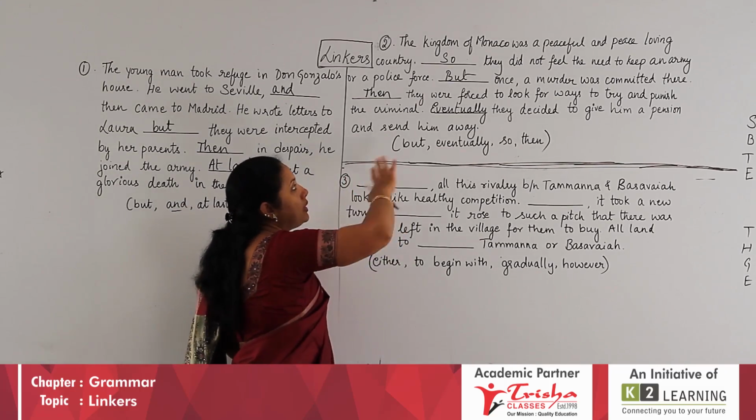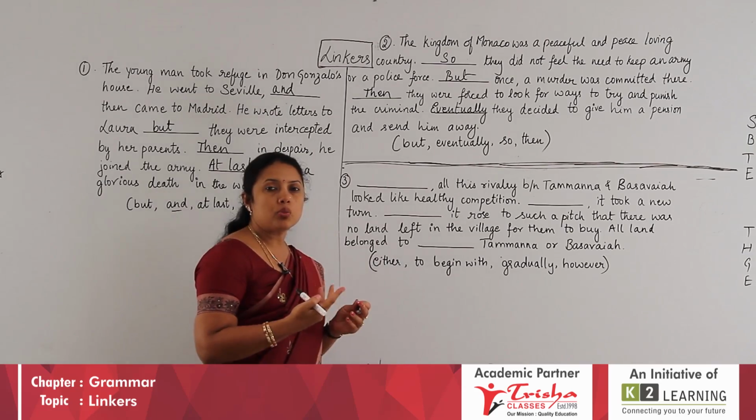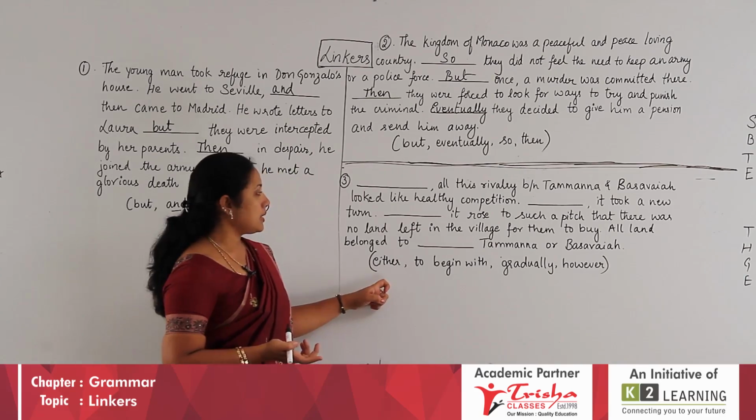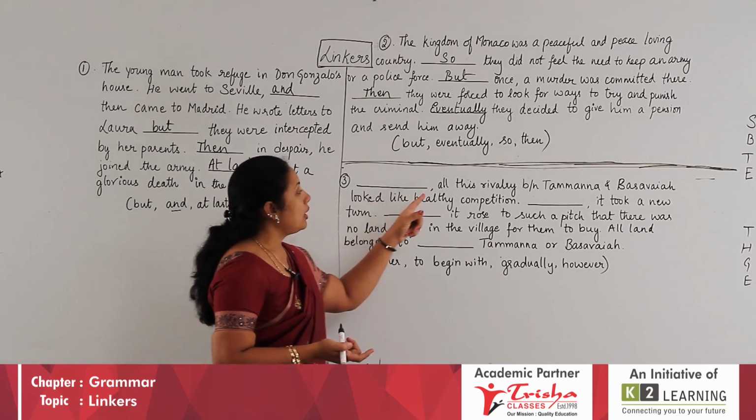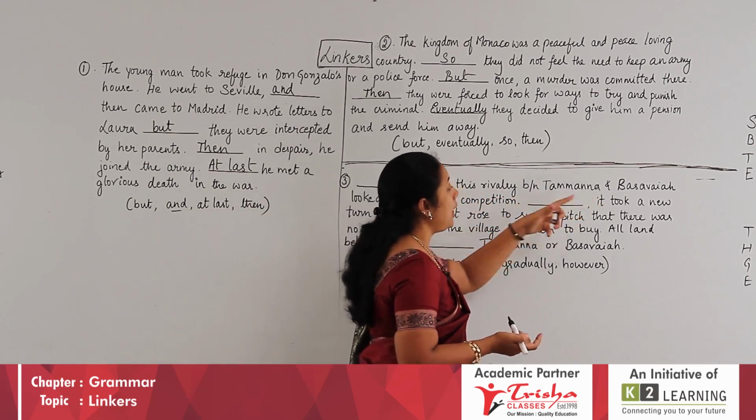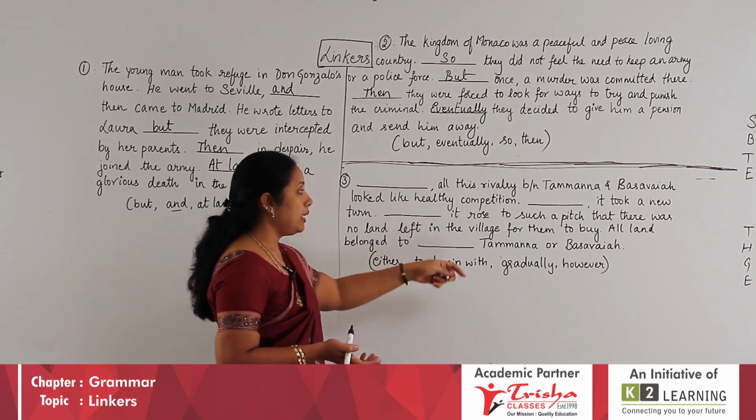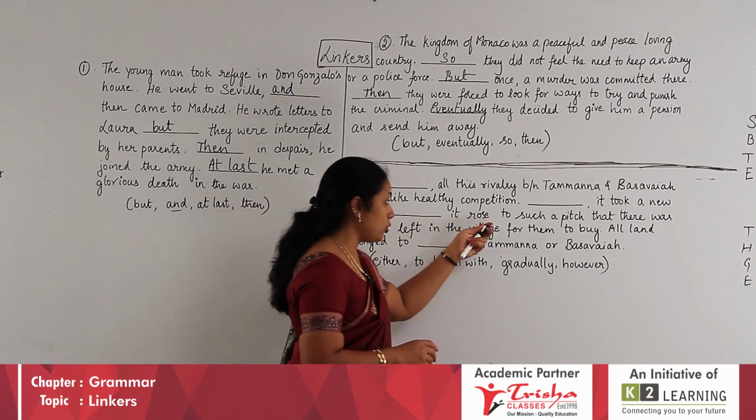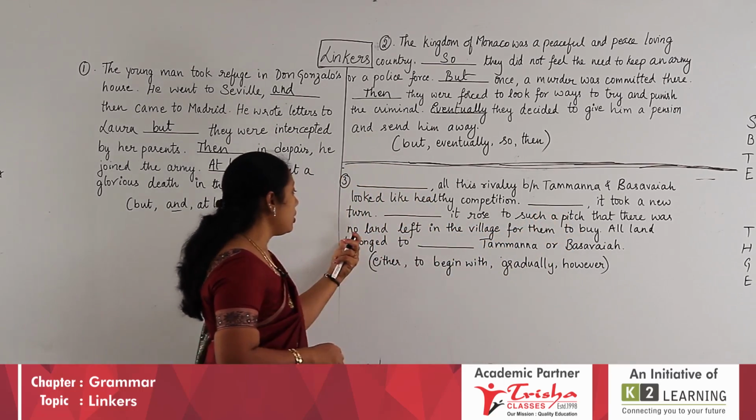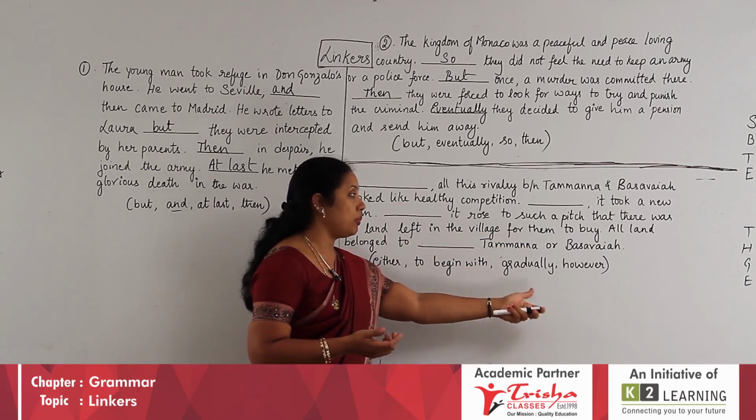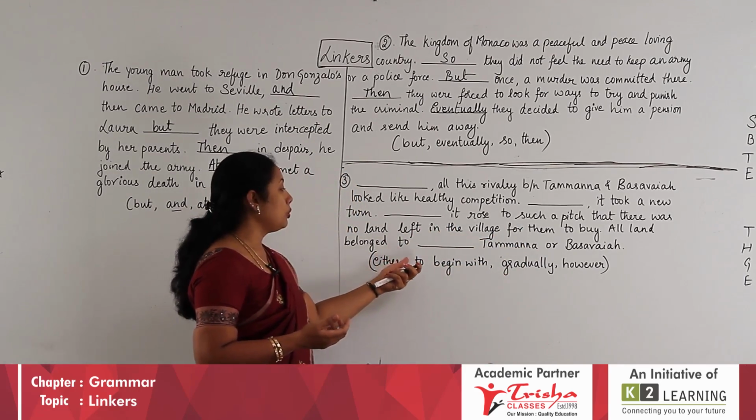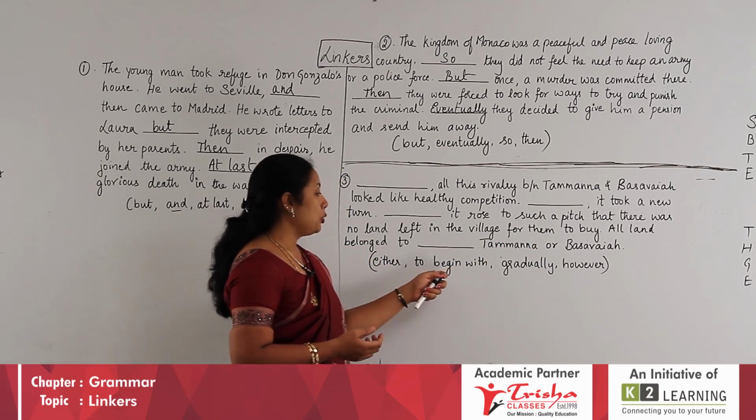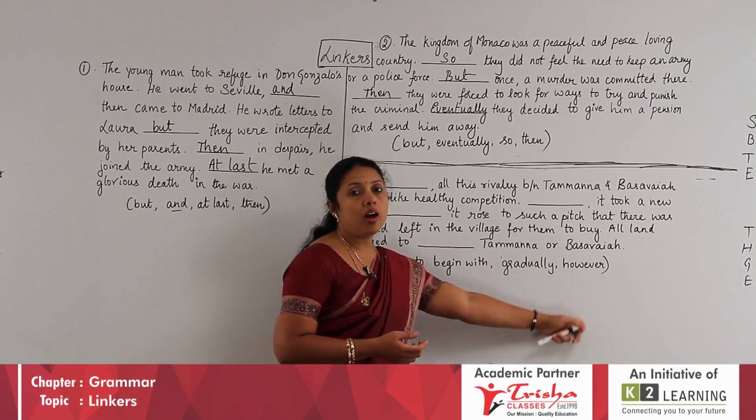Okay, so this one, and I told you, once you do this once or twice, you will get more confidence about solving linkers. The last example here: dash, all this rivalry between Tamanna and Baswaya looked like healthy competition. Dash, it took a new turn. Dash, it rose to such a pitch that there was no land left in the village for them to buy. All land belonged to dash, Tamanna or Baswaya. Look at the linkers: either, to begin with, gradually, however.